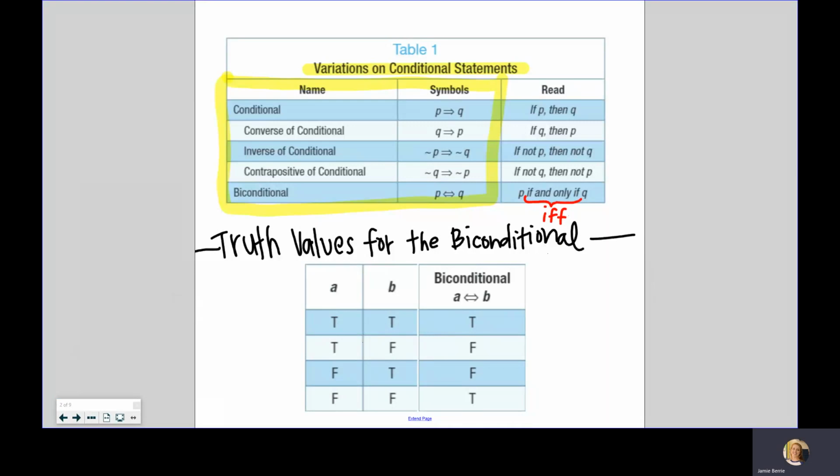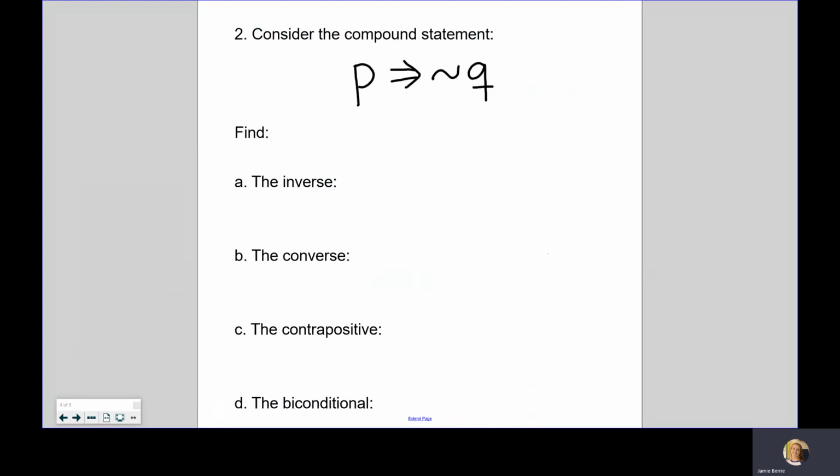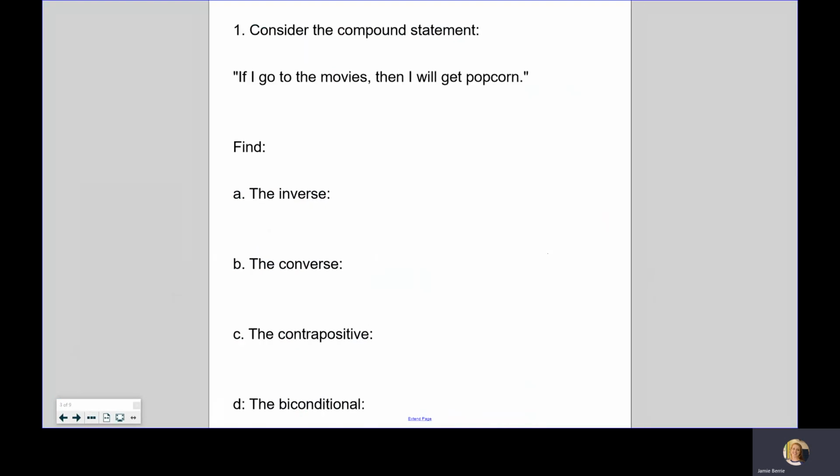All right, so let's look at an example. We'll first do an example where we have a compound statement written in words. Then we'll do a compound statement written symbolically. All right, so it says, consider the compound statement: if I go to the movies, then I will get popcorn.